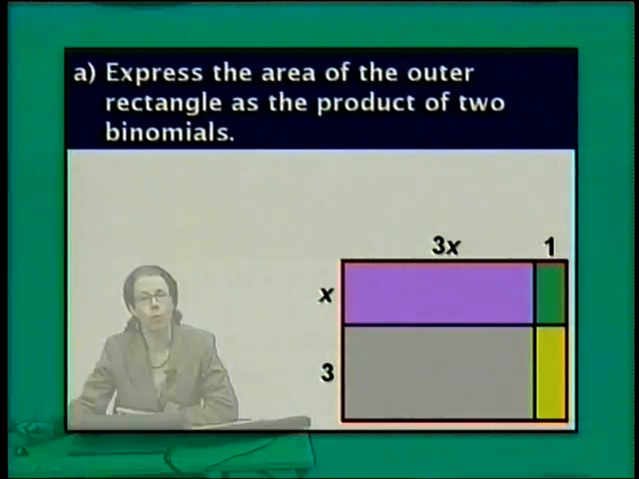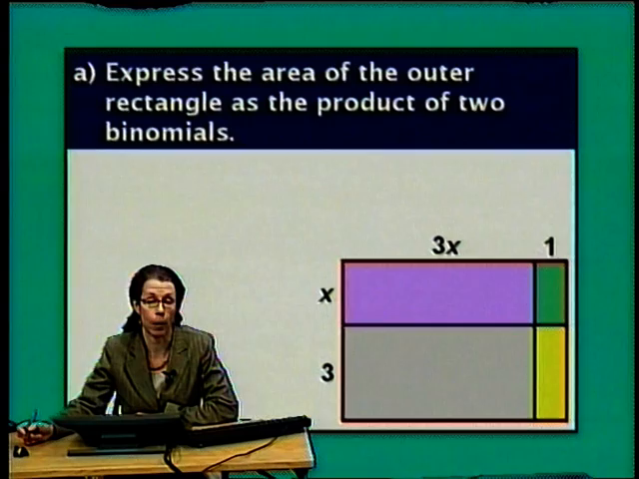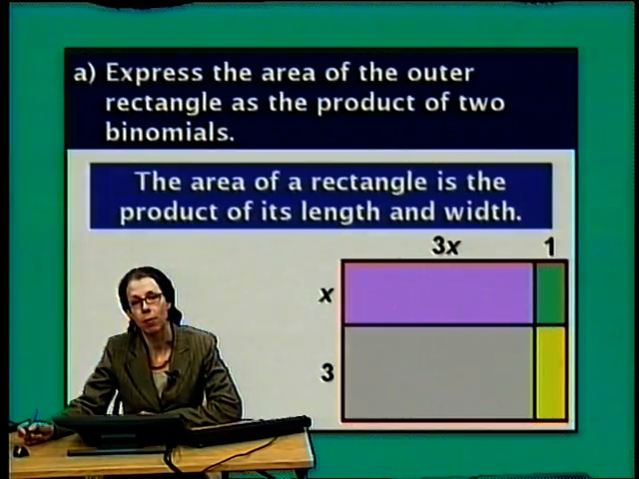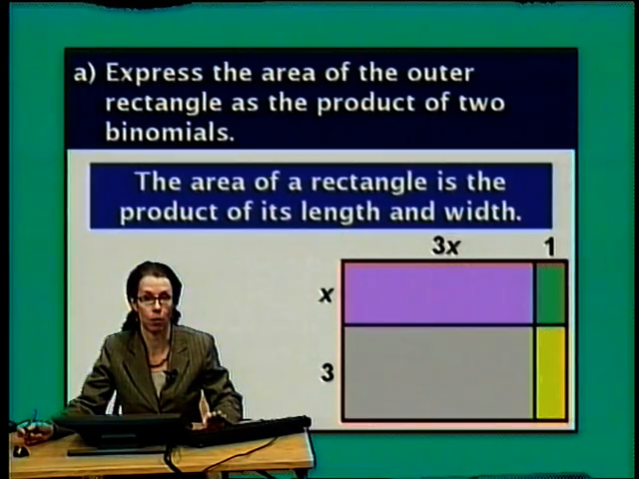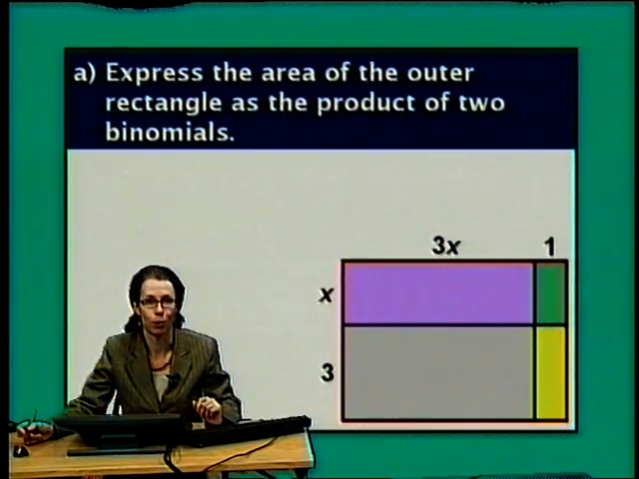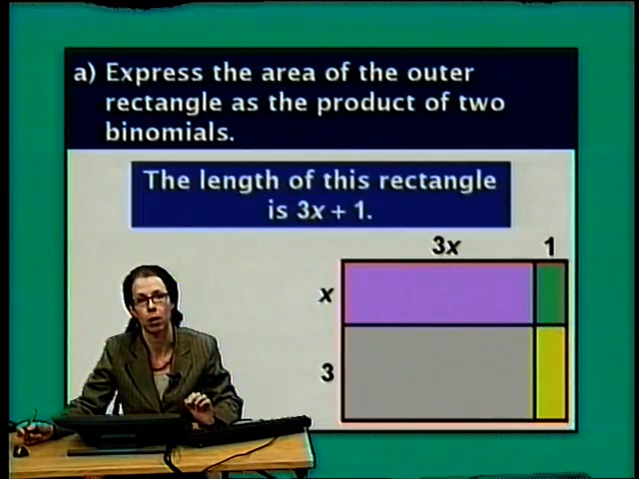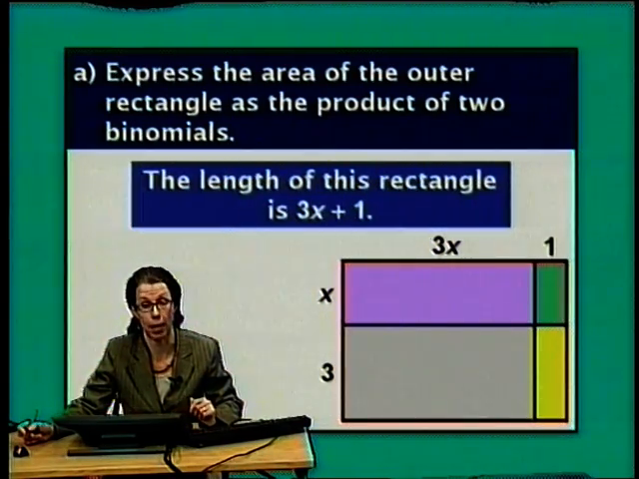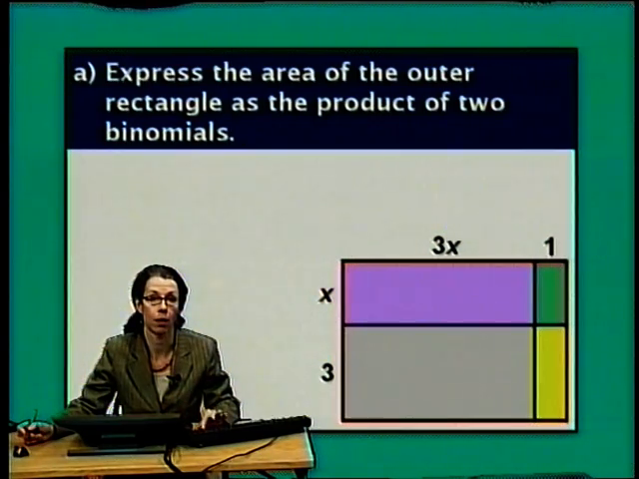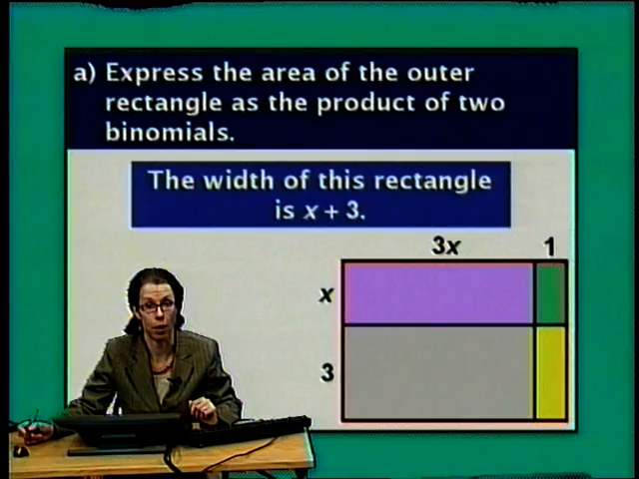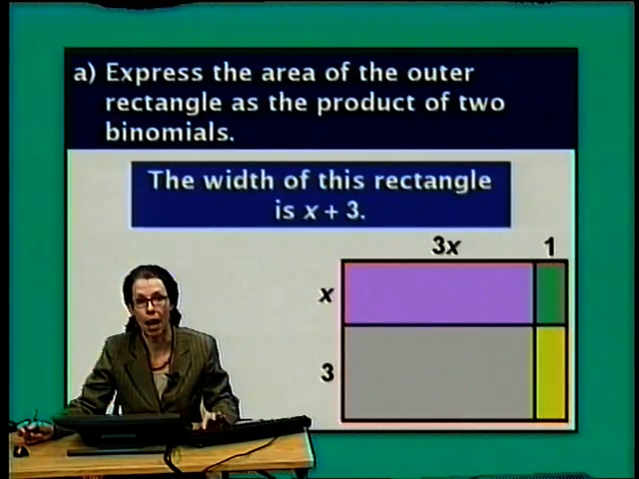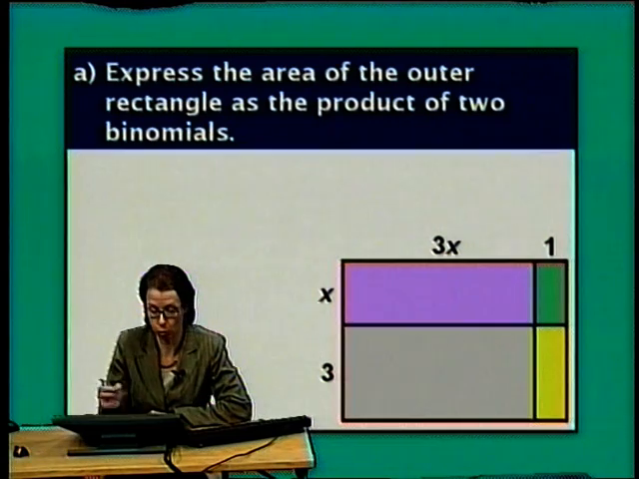So let's start. We're first asked to express the area of the outer rectangle as the product of two binomials. Now typically we don't think about rectangles and binomials in the same thought. Remember that the area of a rectangle is just the product of its length and width. Well, what's the length of this rectangle? Well, we have the little purple rectangle, which is 3x units long, and the green rectangle, which is 1 unit long. So the length of the outer rectangle is 3x plus 1. What about its width? Its width is x plus 3. So to write the area of this outer rectangle, we can write it as the product of two binomials.